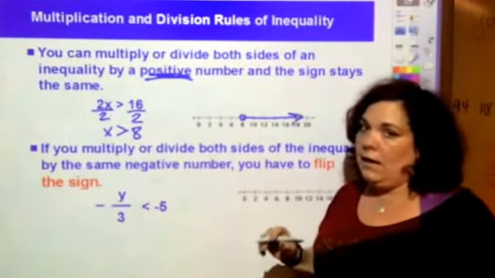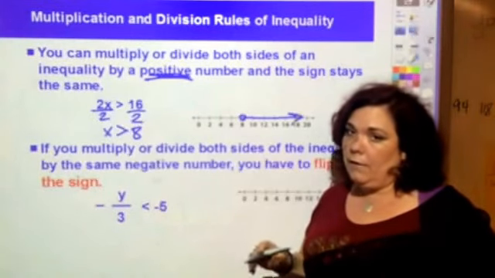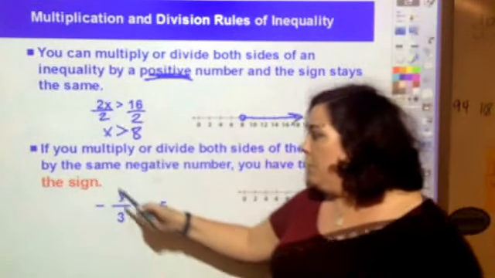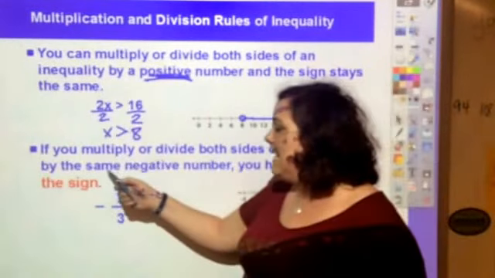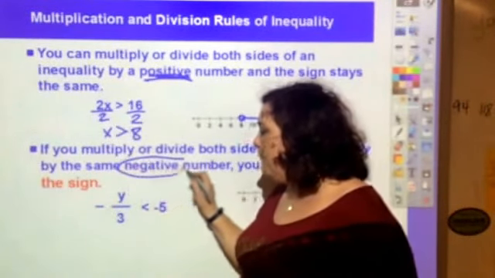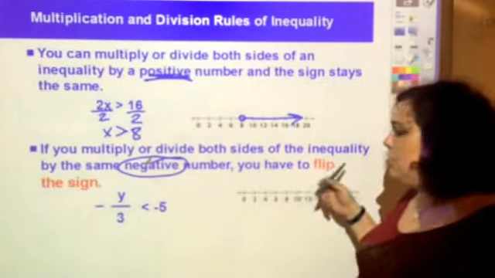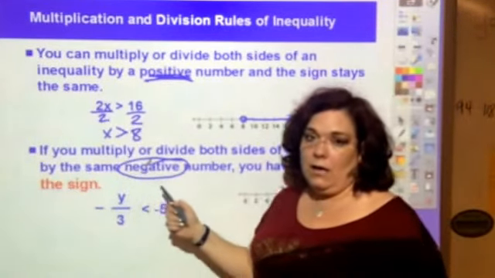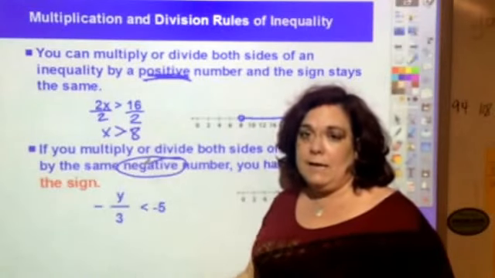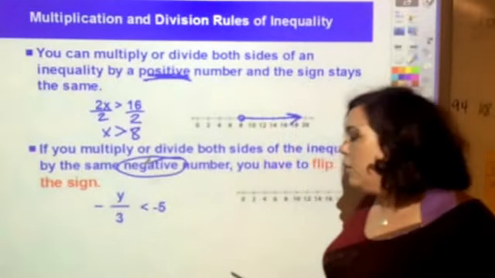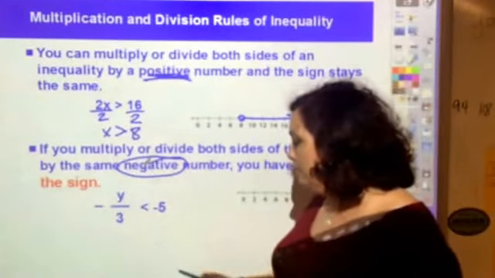Okay? Now, this is where the big alert comes in. If you multiply or divide both sides of the inequality by the same negative number, you have to flip the sign. You have to flip the sign. If you divide or multiply by a negative number, you've got to flip the sign. So let me show you what that looks like.